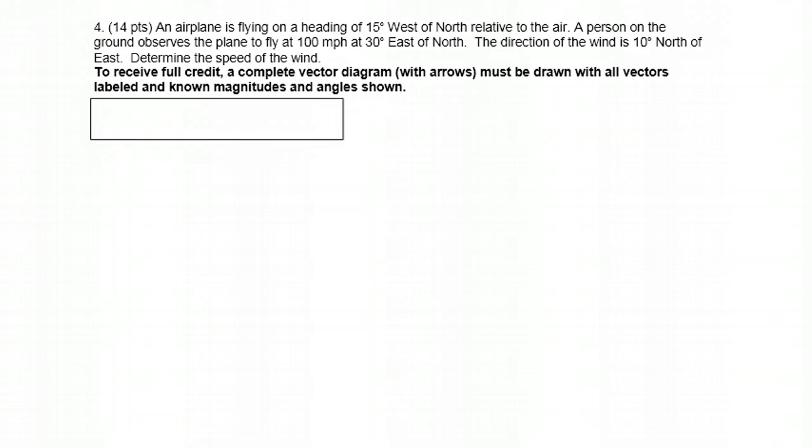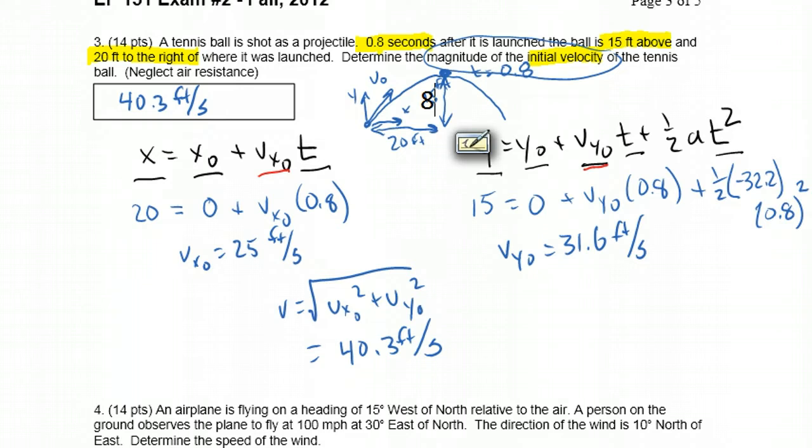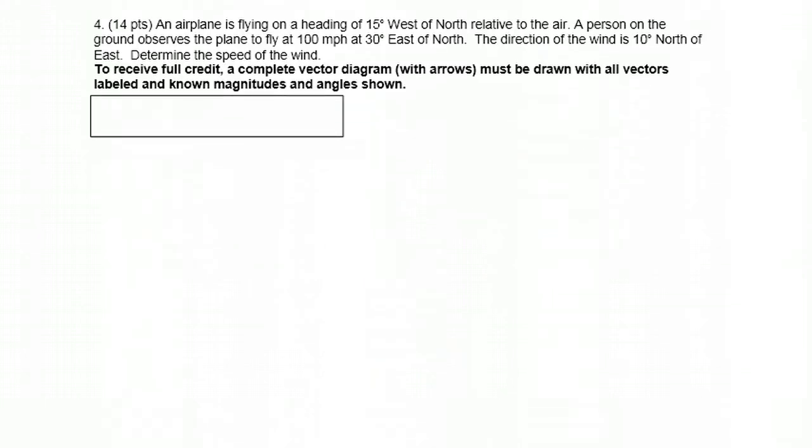We've worked enough of these problems so that hopefully you realize, and this also says, that we want to draw out a complete vector diagram with arrows and label these known quantities. Okay, if you don't have that, then it's very hard to follow what's going on here. So let's write out what we know.